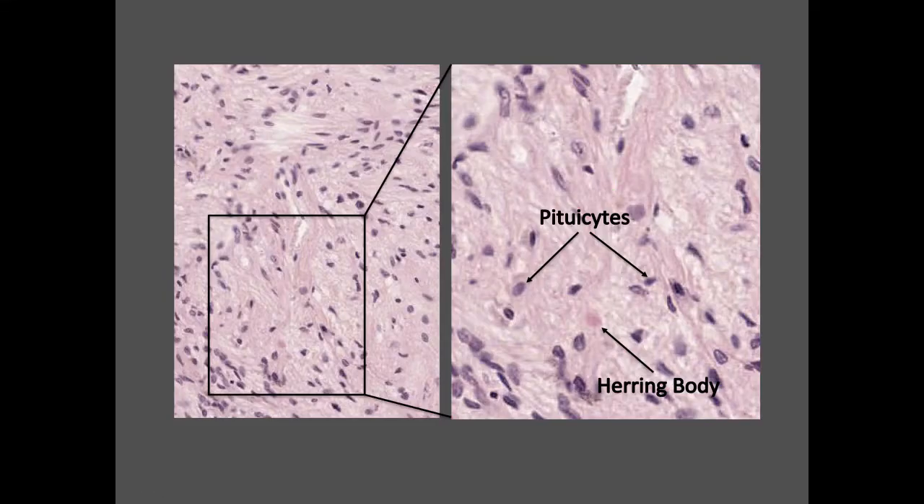And here, the posterior pituitary looks particularly like nervous tissue. In the blow-up in the box, you can see pituicytes like so. These nuclei would be pituicytes. And here, probably a herring body.